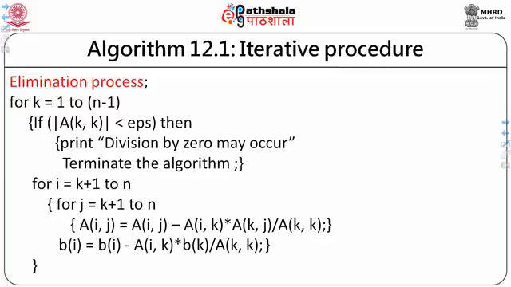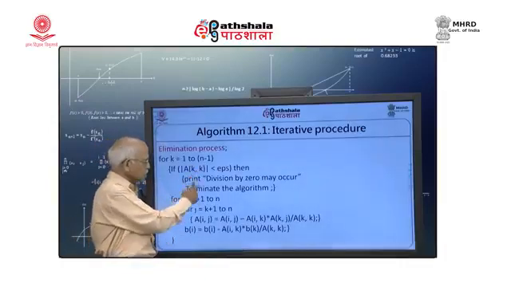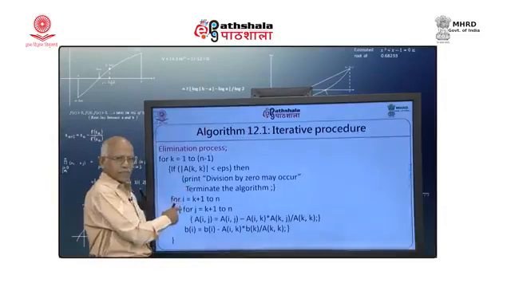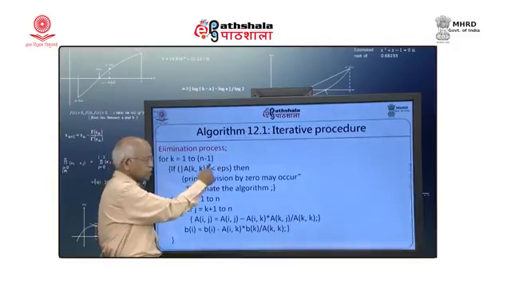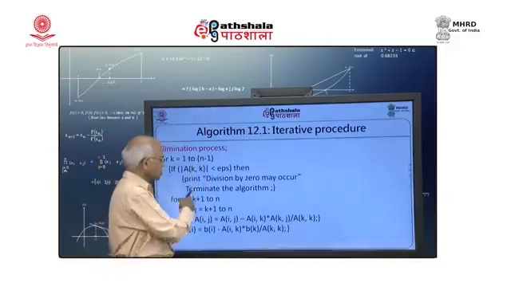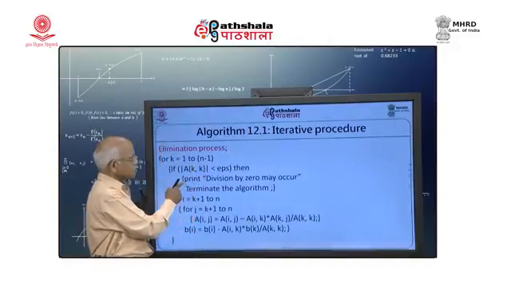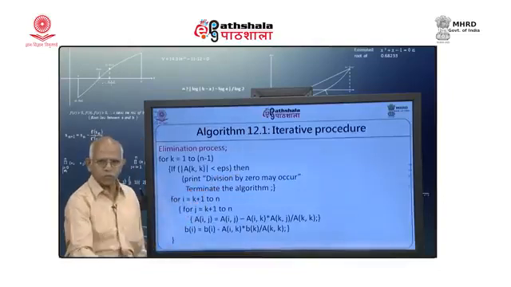Now, a_kk is a diagonal element, because we are dividing by a_kk in every step actually. So, that diagonal element should not be 0. If it is 0, then division by 0 may occur, and that is what we want to take care of in the computer algorithm. So, if the size of a_kk is less than epsilon, that is, alarmingly small, then we say print division by 0 may occur and terminate the algorithm. So, we will not proceed further at all.